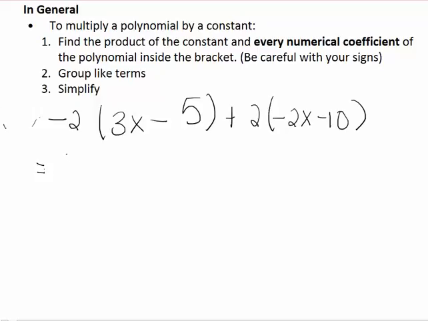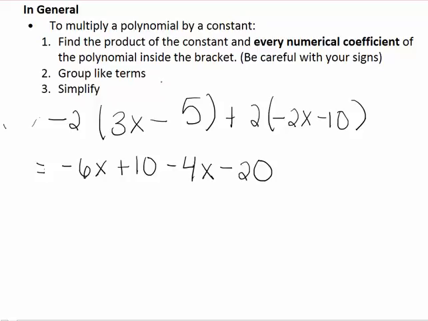So first things first, we need to distribute this negative 2 through everything in the brackets. So we get negative 6x plus 10, and now we distribute the plus 2 into everything in the second bracket. So we get negative 4x minus 20.